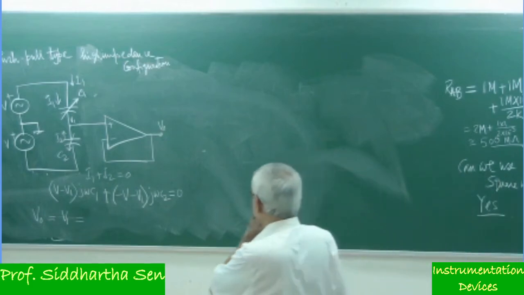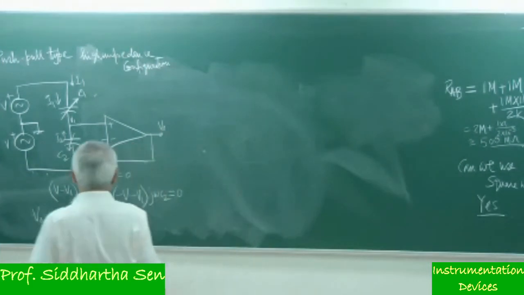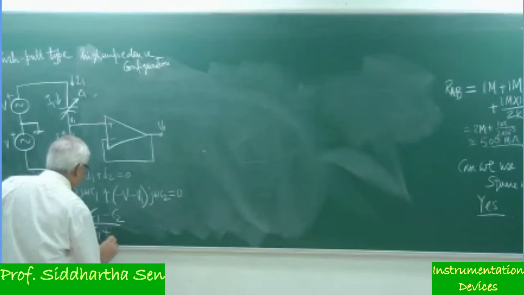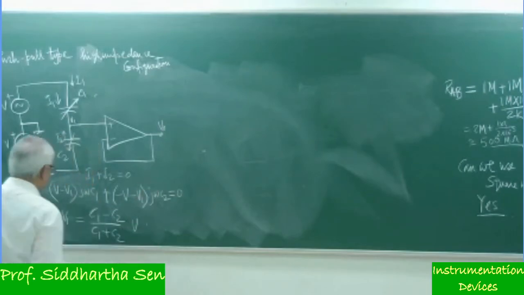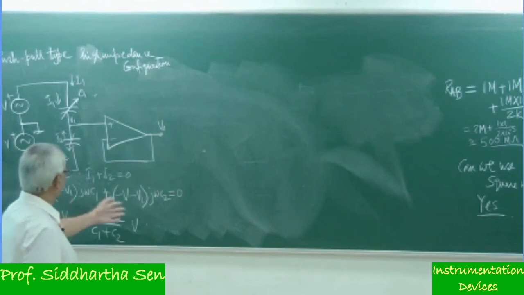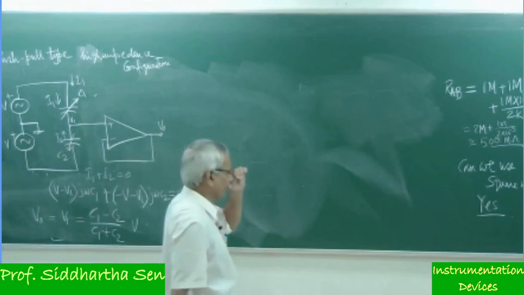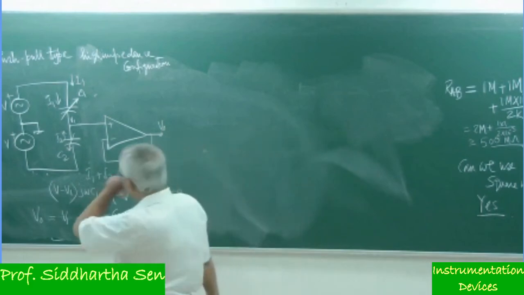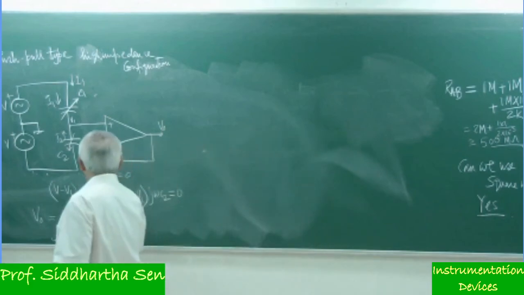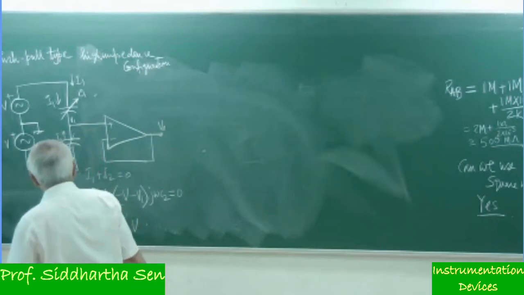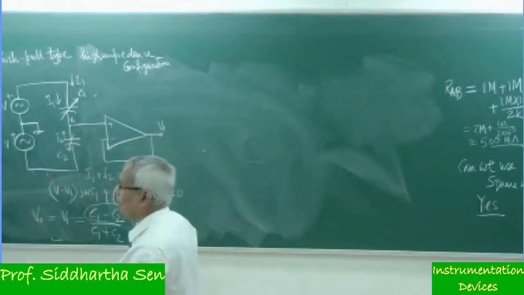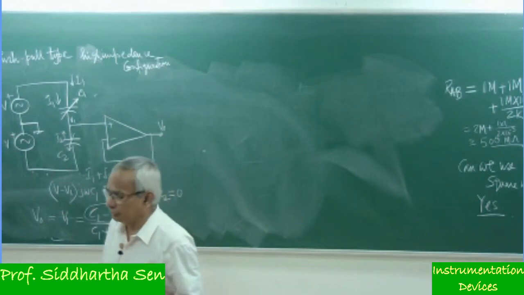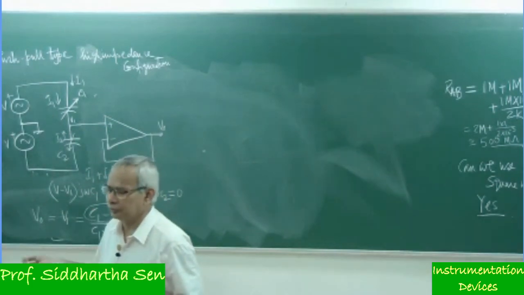Sir, V into C1 minus C2 by C1 plus C2. C1 minus C2 divided by C1 plus C2. So you can place it, and in terms of delta D also you can do it. But you can also in this case get that V0 is proportional to C1 minus C2. And finally, it would be proportional to delta T.